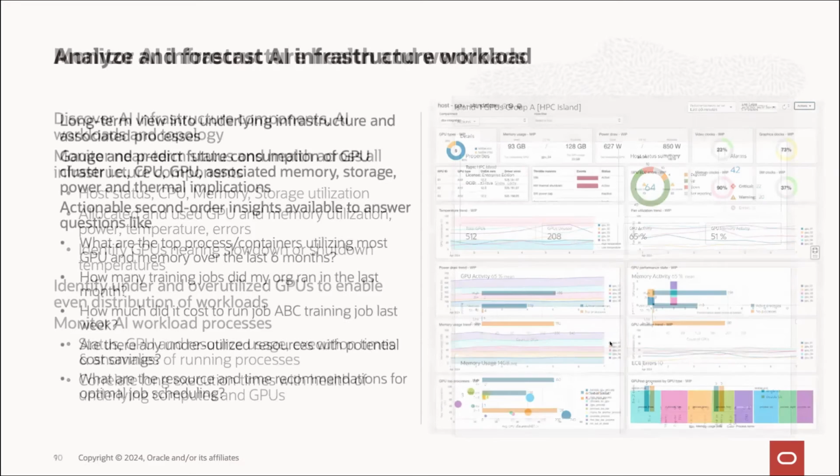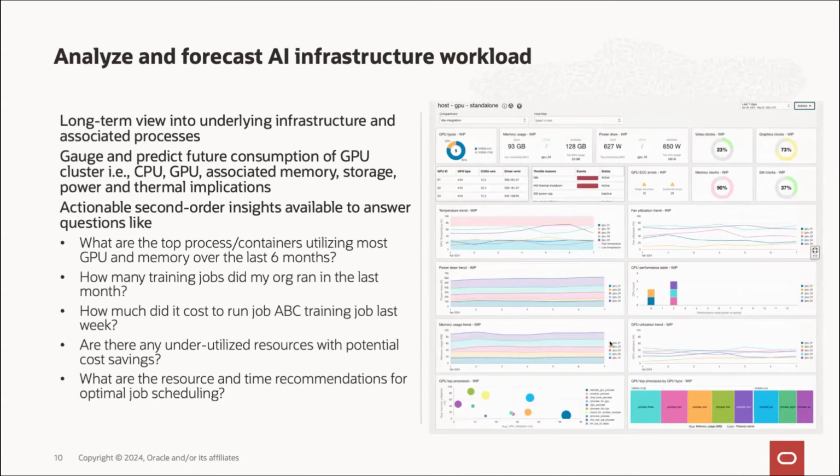Now, switching gears, we also have what we envision is the long-term perspective of looking at the AI infrastructure and the load around that. So this will let you look at the long-term view and gauge and predict some of the future consumption of GPU clusters, looking at CPU, GPUs, associated memory, storage, and thermal implications of that. In this case, you will not only look at the historical perspective from a long-term perspective, right?